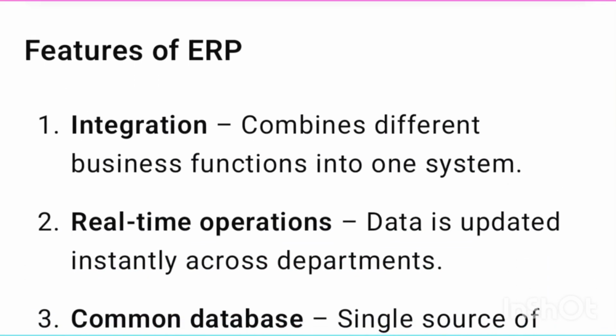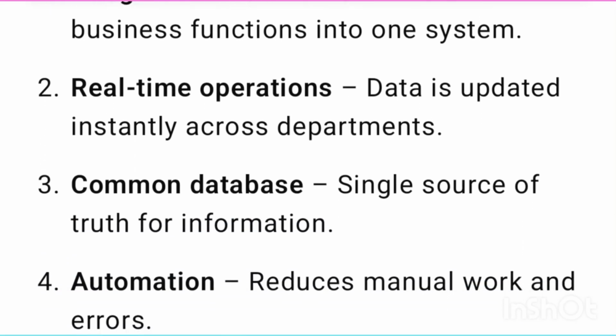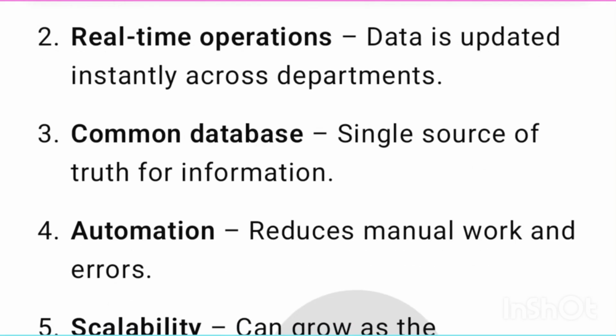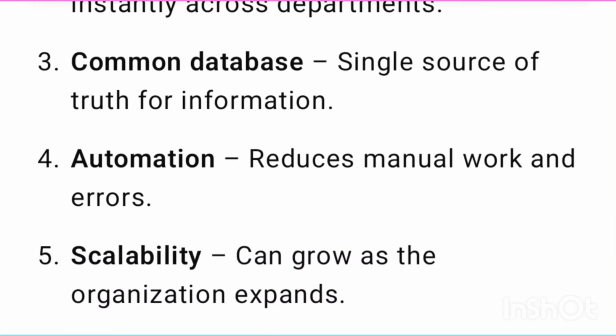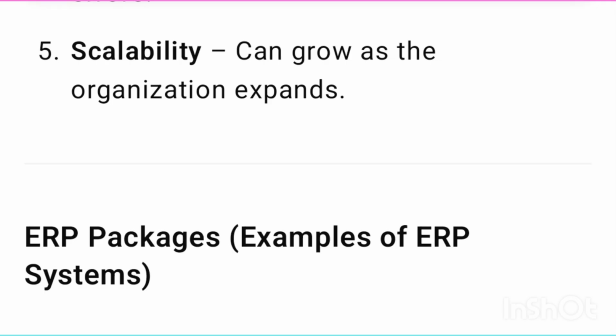1. Integration combines different business functions into one system. 2. Real-time operations. Data is updated instantly across departments. 3. Common database, single source of truth for information. 4. Automation, reduces manual work and errors. 5. Scalability, can grow as the organization expands.